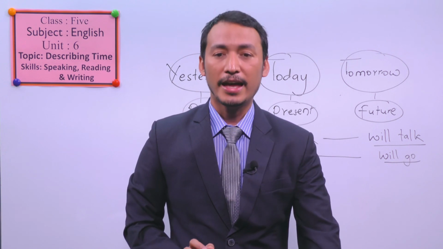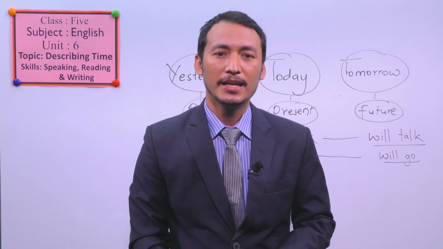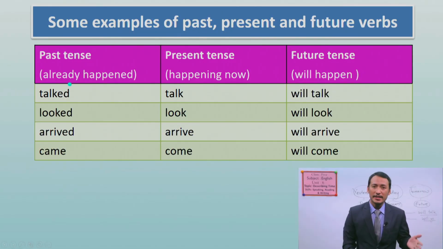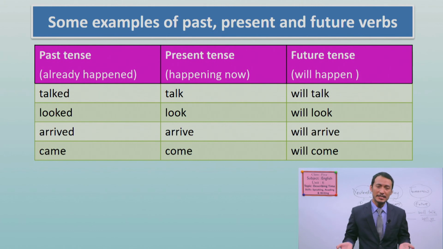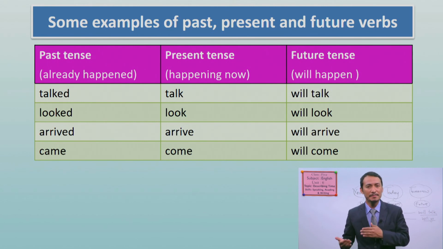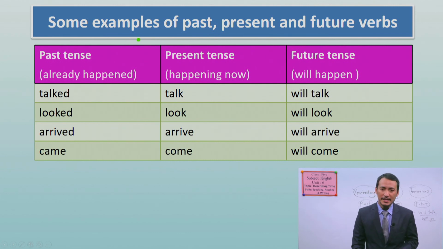Here I have more examples for the verbs. Past tense means already happened, that is already done. You have finished something, doing something or eating or maybe writing, then it becomes past. And you say talked, I looked, I arrived, I came, I wrote something, I finished something. So you are using past tense here.